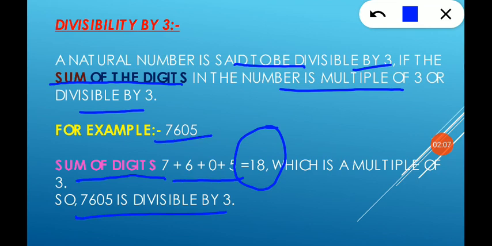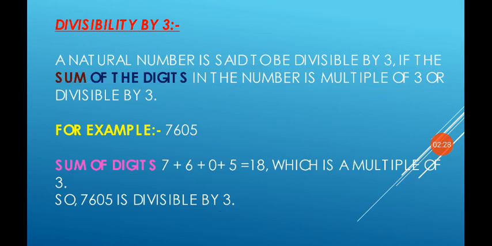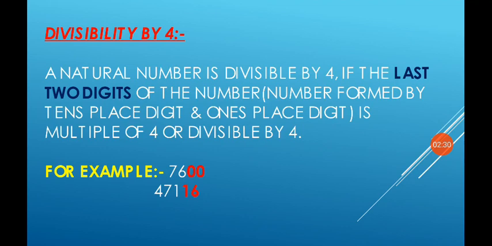You just have to add all the digits of the number, and if the answer is divisible by 3, then we can say that the given number is also divisible by 3. Understood? Now next topic, divisibility by 4.